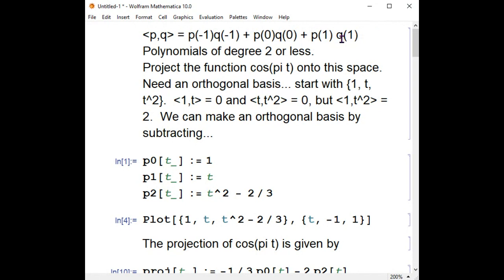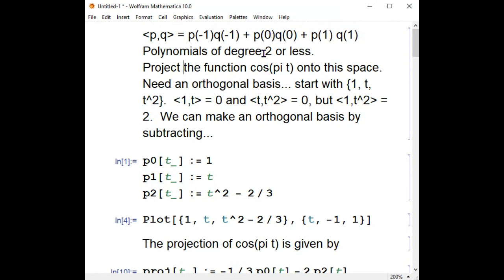The advantage of using a symmetric inner product, not just symmetric like the inner product of Q with P equals the complex conjugate of P with Q, but symmetric in the sense that it uses negative numbers and positive numbers, is that the inner product of an even function with an odd function will automatically be 0. That's because over here, the odd function will be negative, the even function won't care, over here it'll cancel, and at 0 the odd function will obviously give me 0.